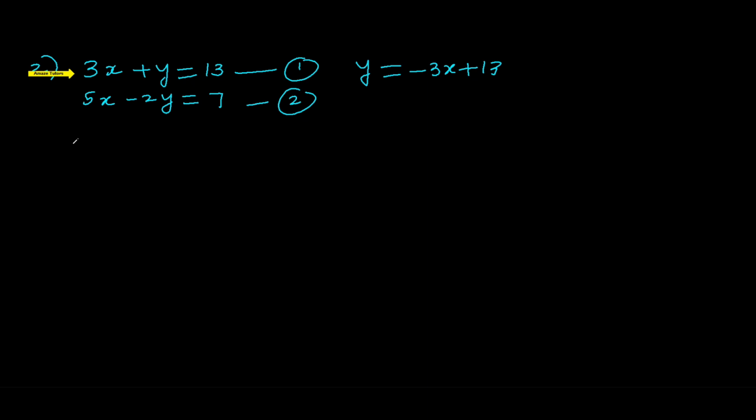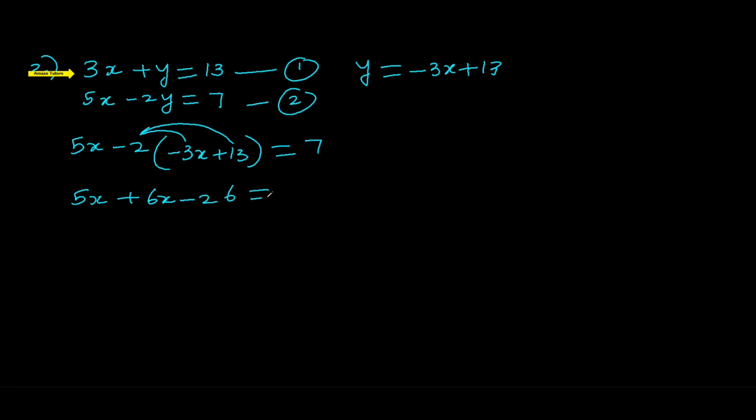Now substitute this in the second equation. 5x minus 2, substitute everything for y. Negative 3x plus 13 is equal to 7. Now as usual, simplify the left side, expand the brackets. 5x minus minus plus 6x, and negative and positive negative, 2 13s are 26.